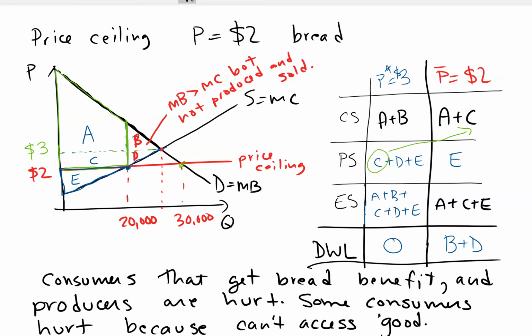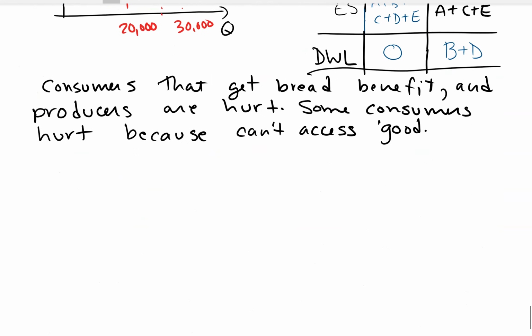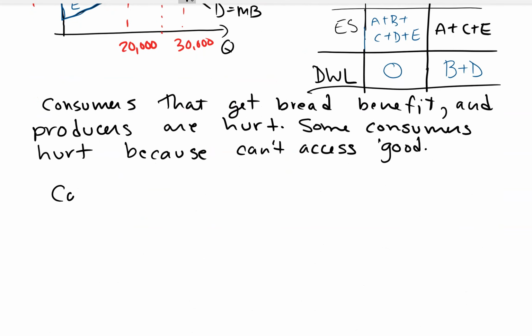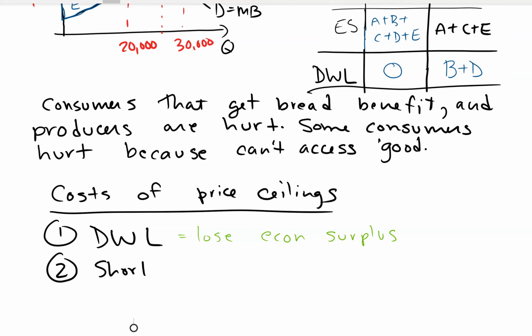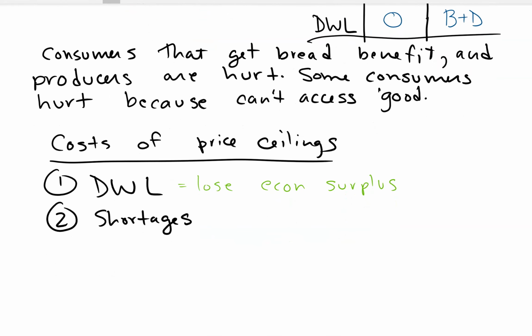Okay, so this is the idea. This is how we show the economic surplus of it. Let's quickly make a list of these costs, and we'll use this example to illustrate them. So these are the costs of the price ceilings. Okay, so first, deadweight loss. We lose economic surplus, right? Second thing, we talked about this before, shortages. And these shortages are persistent. So if you put binding price ceilings, you get shortages, and the shortages are persistent. They don't just go away because the price can't adjust to fix them.